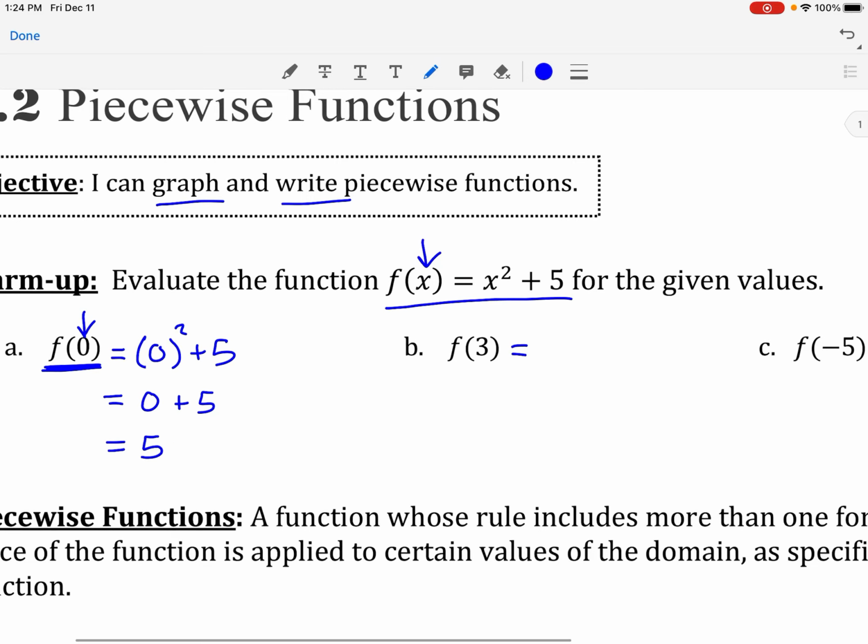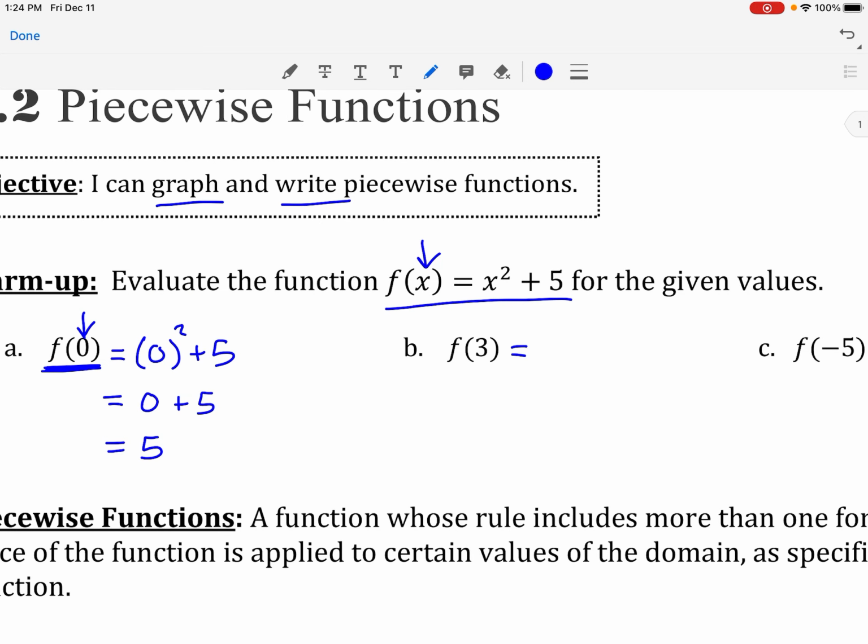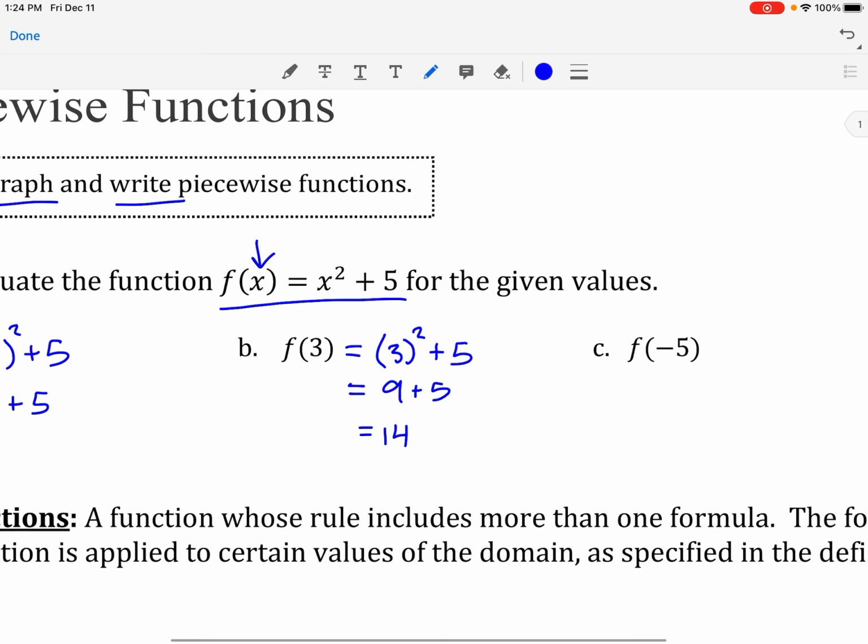Let's do the same thing for f of 3. Go ahead and pause it and try these on your own. We plug in this number, so we have 3 squared plus 5. 3 squared equals 9, plus 5 equals 14. Same function, different number. This time we have -5 for our x value. It's important that you remember to put parentheses when you're filling in numbers, especially when you're plugging in negative numbers, because (-5) squared equals positive 25, because negative times negative gives us a positive. Plus 5 equals 30.